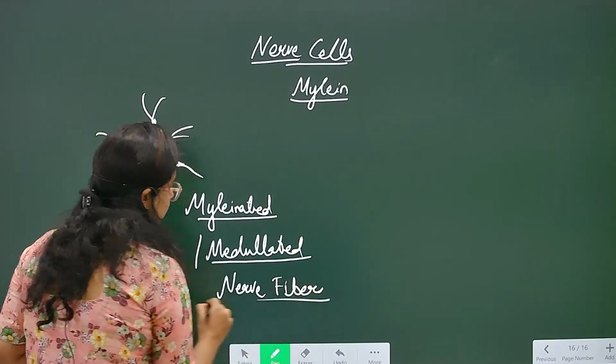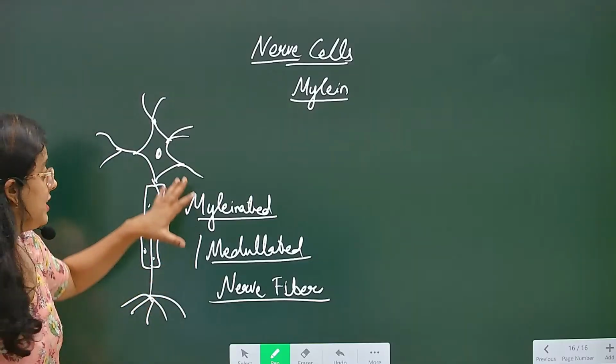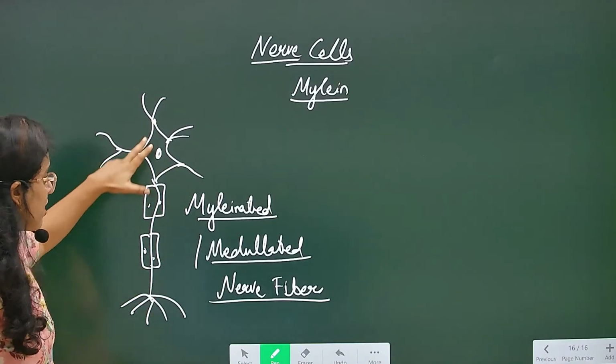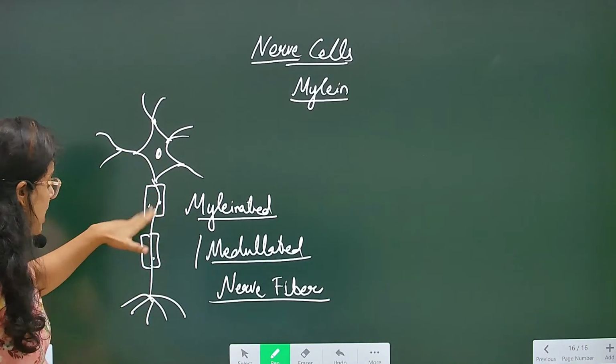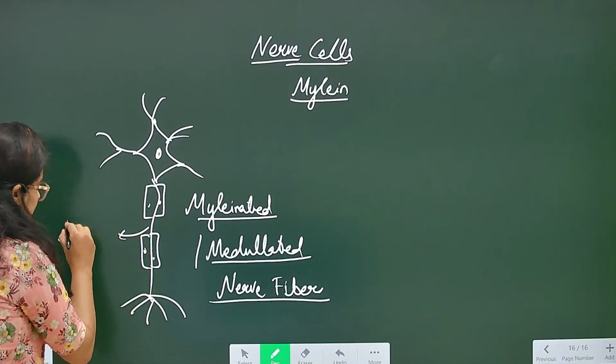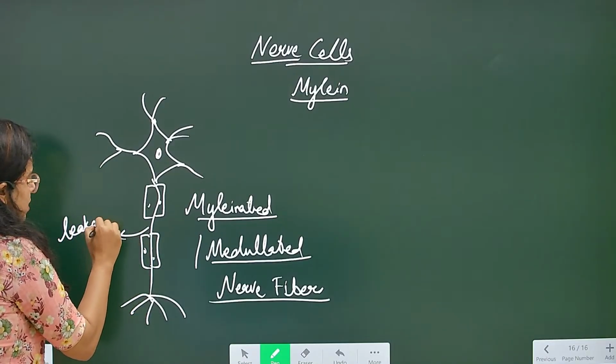What is the function of myelin? It prevents leakage. As the stimulus is going from the dendrites to the axon, it prevents the leakage of stimuli.